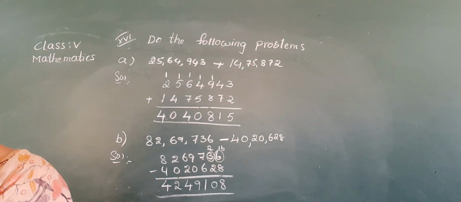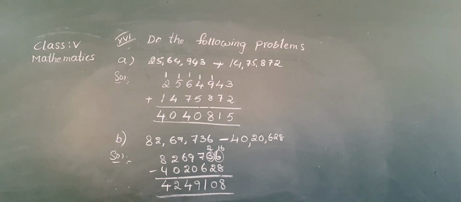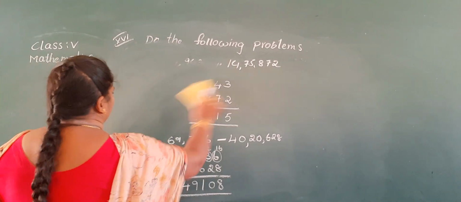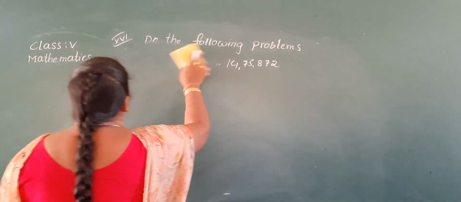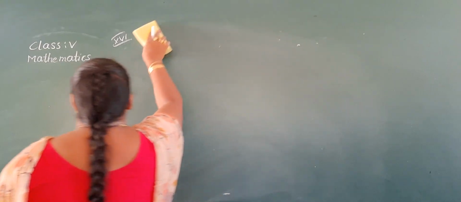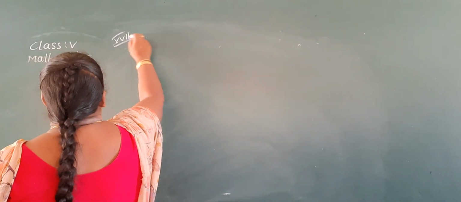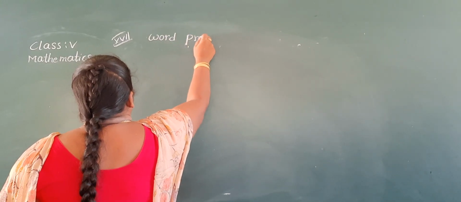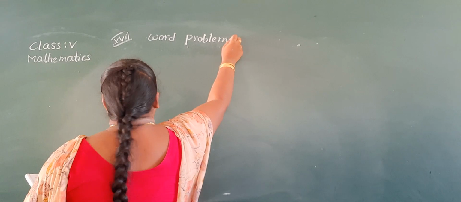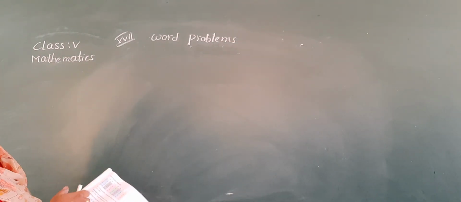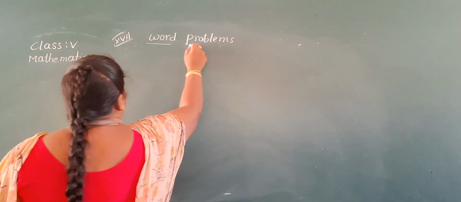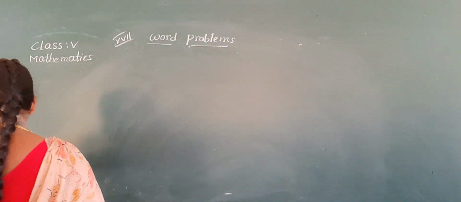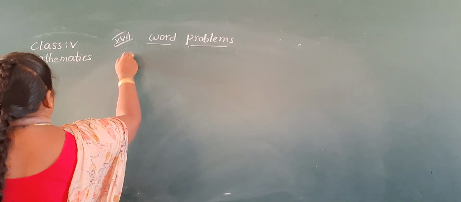Okay, next, word problems. Last concept, word problems. 17th one, word problems. So in your textbook they are given only word problems in exercise 2C. They are given only 5 word problems. Okay, I'll change the numbers and I'll give 2 problems to you.